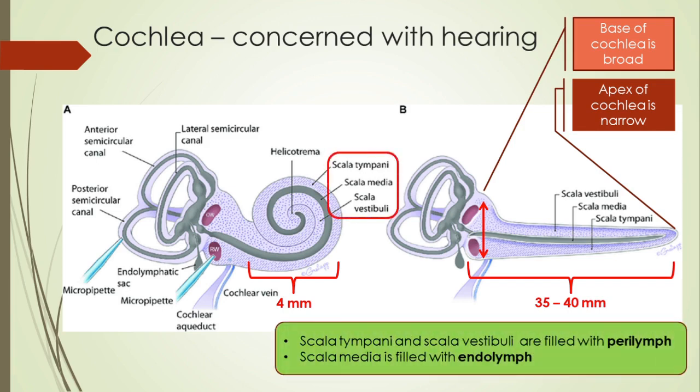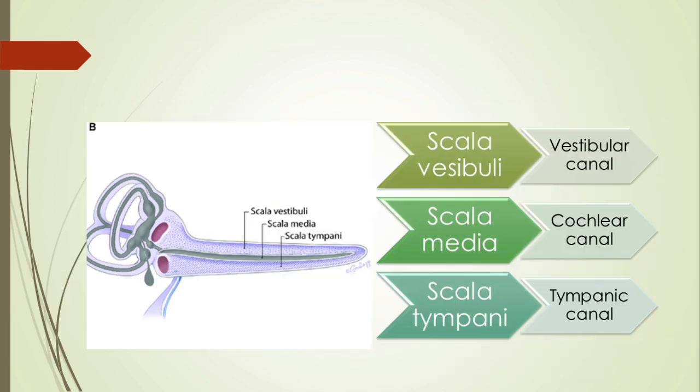They are scala tympani, scala media and scala vestibuli. All the three canals are filled with fluid. The scala tympani and scala vestibuli are filled with a fluid called perilymph and the fluid in scala media is different, it is called endolymph. The scala vestibuli is also called vestibular canal, scala media is also called cochlear canal and scala tympani is also called tympanic canal.